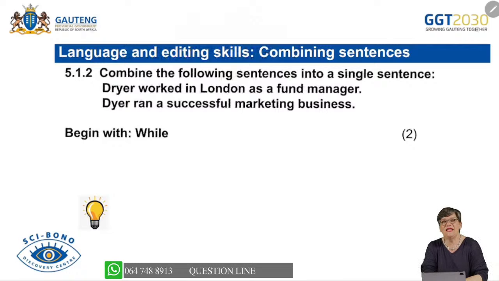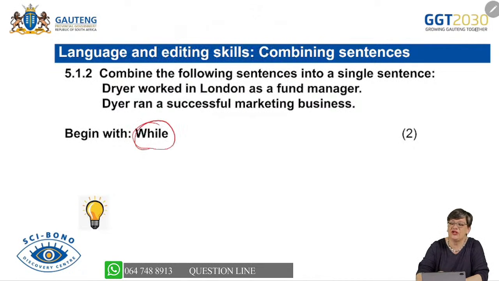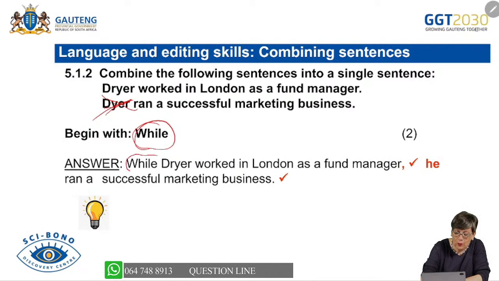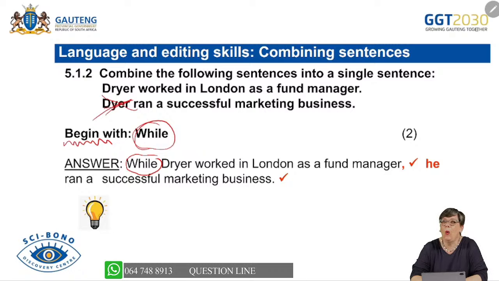Combine the following sentences into a single sentence. Dreyer worked in London as a fund manager. Dreyer ran a successful marketing business. In this case, we gave you the conjunction while. Now, remember, immediately as you can see, there are words that are repeated. Can you see Dreyer and Dreyer? So, we'll take out this one, and when we do the answer, we're going to start with while. Why? Because it said very clearly in the instructions, begin with. And you have to follow the instructions to the letter.